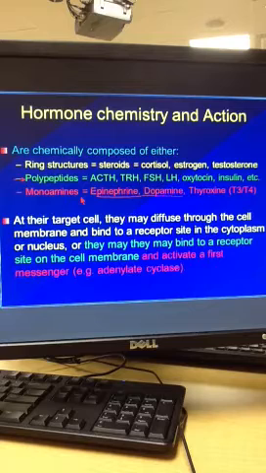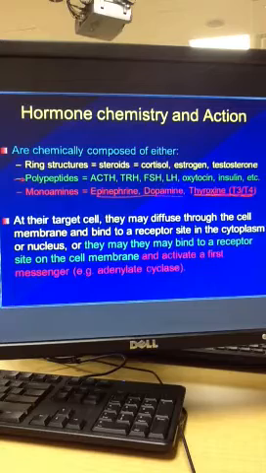They usually bind to or penetrate into the nucleus and act on DNA or the synthesis of RNA. And then the monoamines, epinephrine and dopamine and norepinephrine, these act on specific cell membrane receptors. Thyroxine is interesting because it is derived from amino acid, but it penetrates through the cell membrane and mediates its effect within the cell itself.